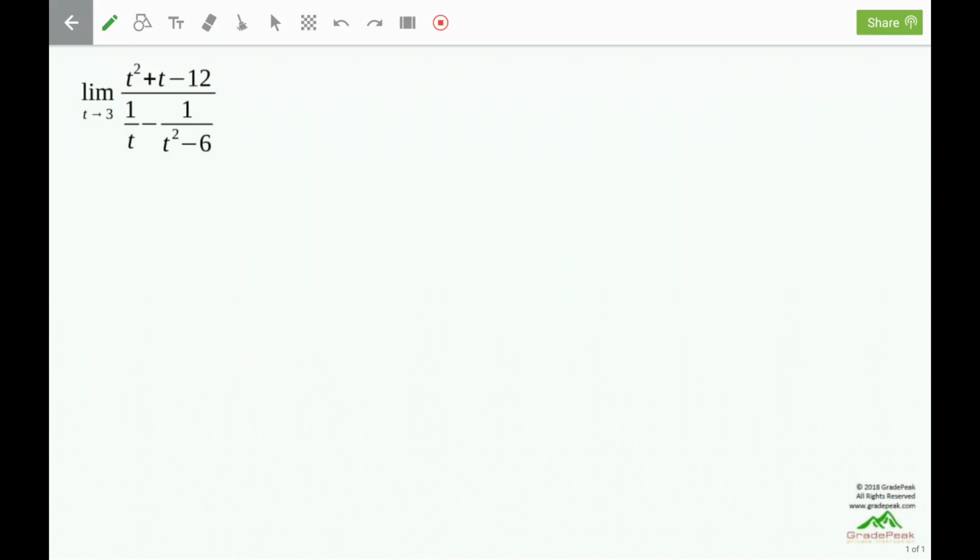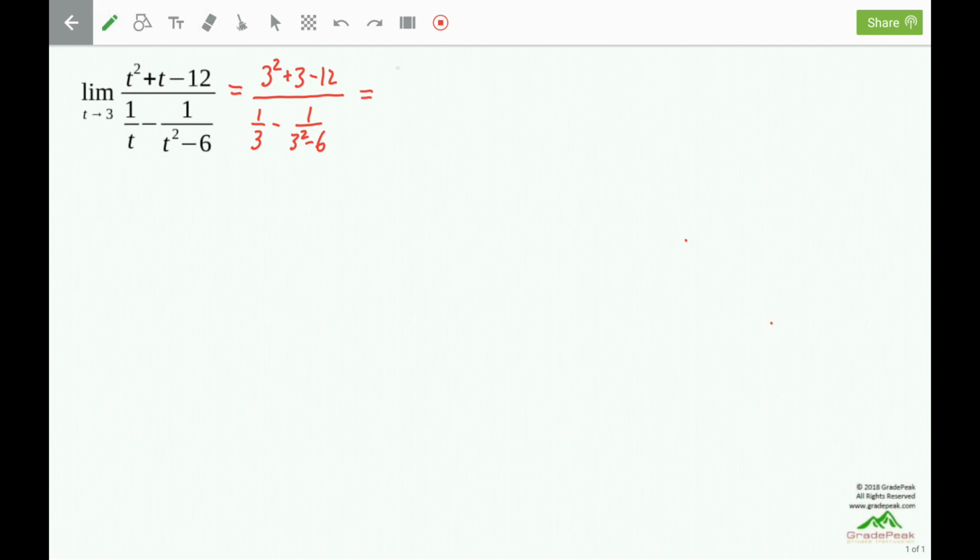Limit as t goes to 3 of (t squared plus t minus 12) over (1 over t minus 1 over t squared minus 6). The first thing we're going to do is plug in a 3 for all of the t's. In the numerator, that'll give us 3 squared plus 3 minus 12. In the denominator, that will give us 1 over 3 minus 1 over 3 squared minus 6.